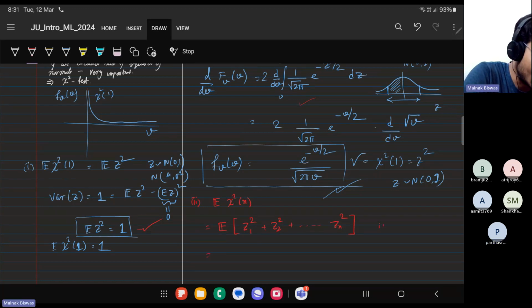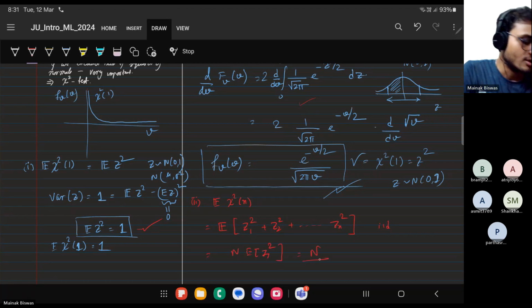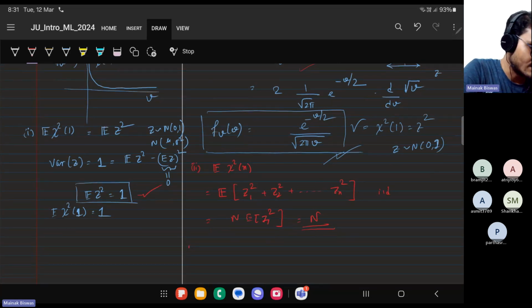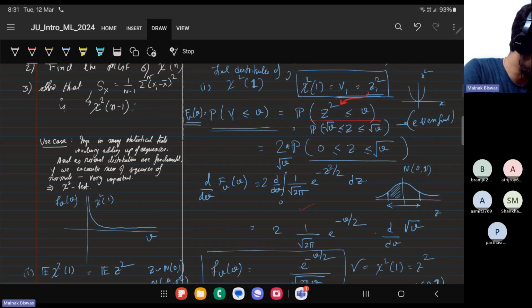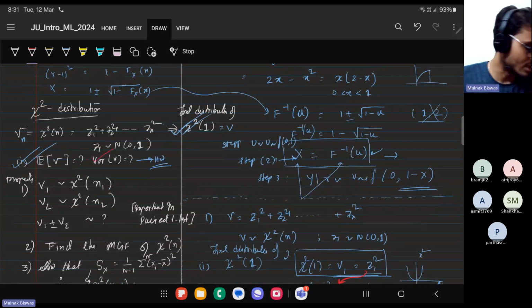Yes. So all our Zs are IID, so I'll get n into expected value of Z1, which is n. You can also find the variance of chi-square n. You will see it is equal to 2n. This is your homework. But you can easily find it after I find the CDF or the MGF. So we have found the expected value of this.